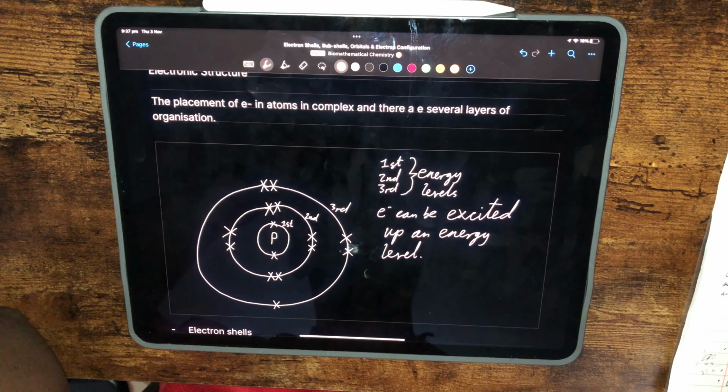So you have your energy levels, which are the electron shells. You know the electrons are arranged in electron shells. So you have a first energy level. The first shell will be the first energy level, the second shell will be the second energy level, and the third one will be the third energy level. And electrons can be excited up an energy level.